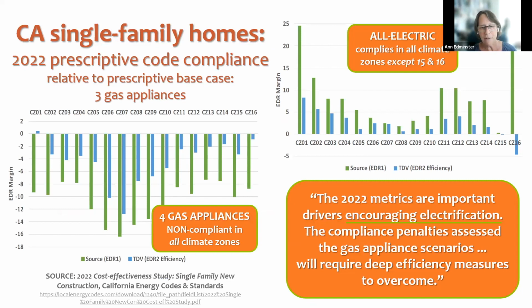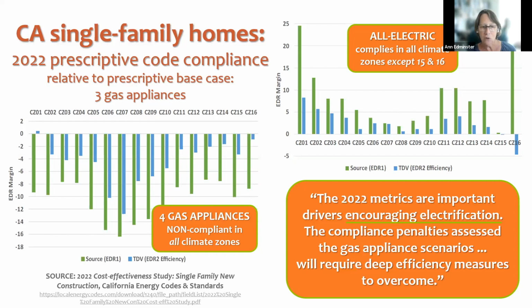So these two graphs here are juxtaposed diagonally, not to be clever visually, but to show the zero on the x-axis is at the same place on both graphs. But on the left, what we see is what happens with homes modeled with 4 gas appliances. And on the upper right, these are homes modeled with all electric appliances. And this is relative to the prescriptive base case, which is 3 gas appliances.